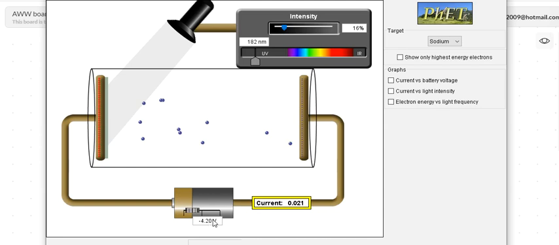So let me try to get exactly the stopping potential. Minus 4.3. Let me try again. It is 0. Let me try minus 4.25. I read current. That means I need a value of approximately 4.3 volts to stop these electrons completely. So after adjusting the voltage, we realize that the stopping potential is 4.3 volt. If I use sodium metal and ultraviolet of 182 nanometer wavelength, the stopping potential in this case is 4.3 volt. You see? Okay.